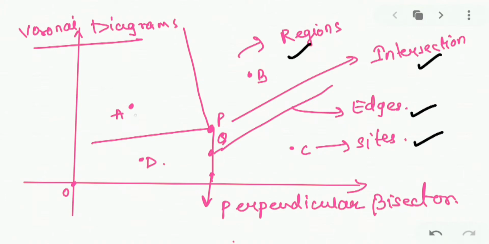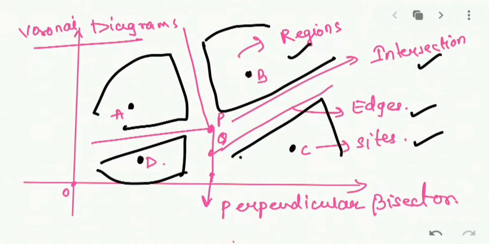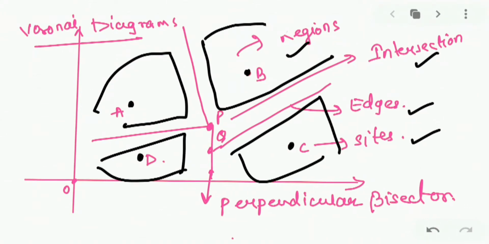Here if you can see these points, these are A, B, C, D. You can see that these are located in your Cartesian plane in different regions. So this entire region belongs to A, this belongs to D, and this belongs to C, like that. So we saw regions here.